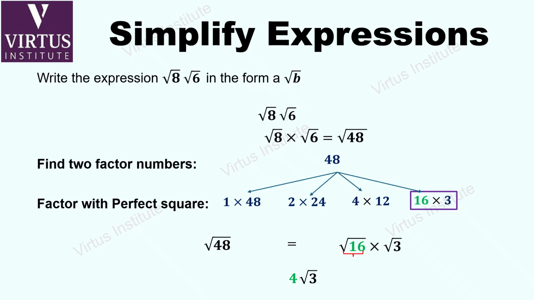Thus, the final answer for expressing the square root of 8 multiplied by the square root of 6 in the form a square root b becomes 4 square root 3.